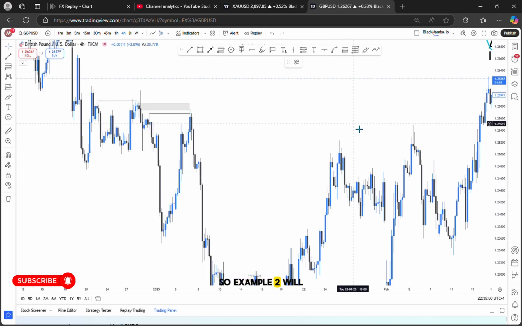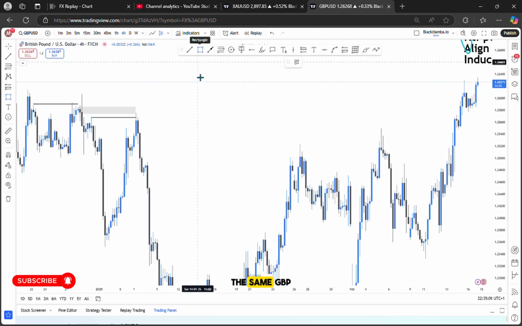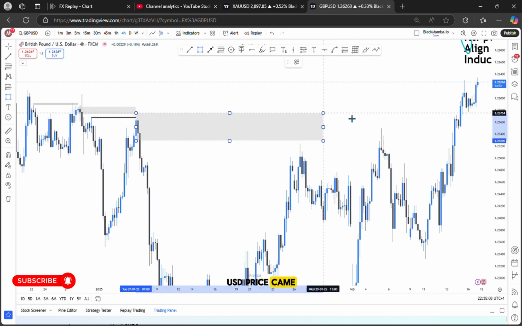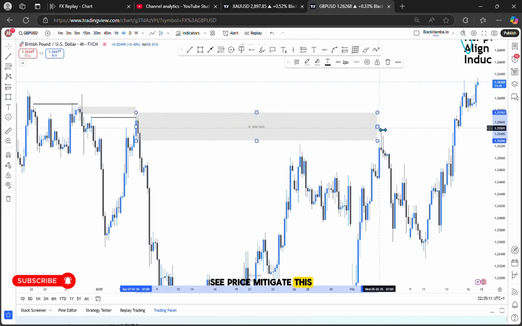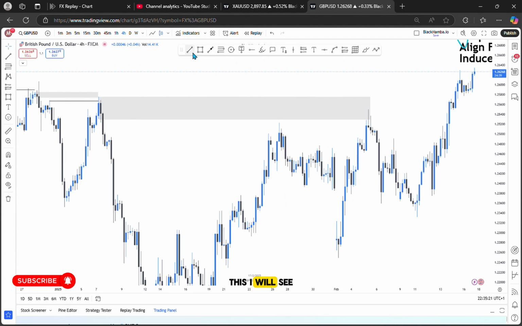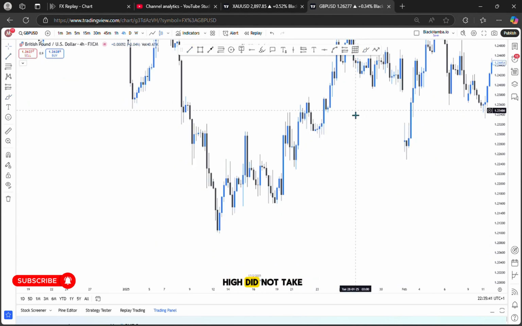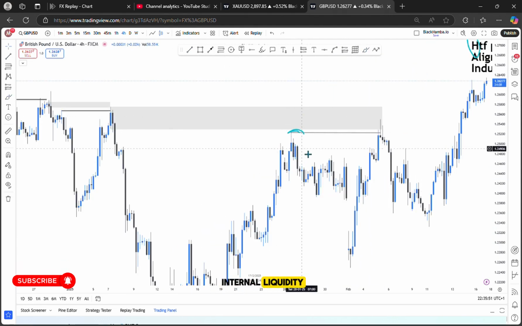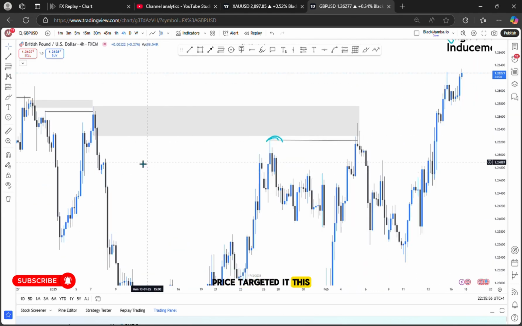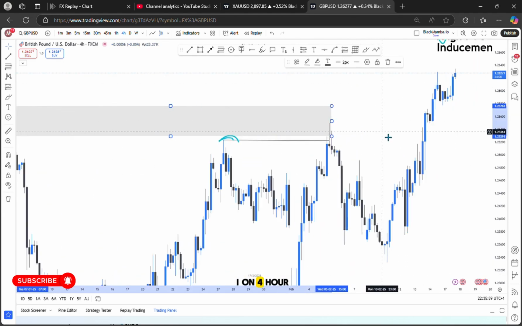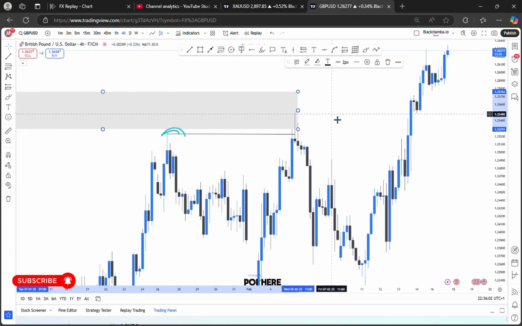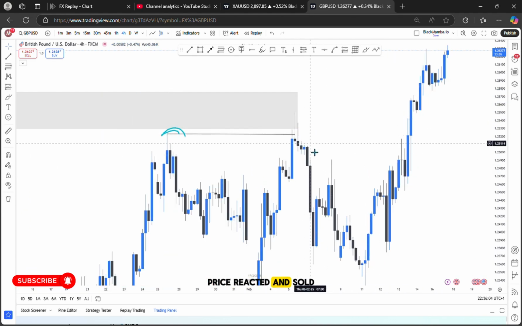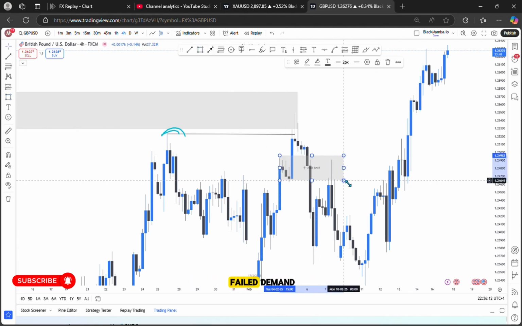So example 2 will be this one, the same DAP USD. Price came to this, see, price mitigates this 4-hour POI. This I'll see as an internal liquidity. Why? Because this did not take out this low, so it becomes an internal liquidity. Price targeted it. This was an extreme POI on 4-hour, and you see when price got to that POI here, price reacted and sold aggressively to the downside, leaving us with this failed demand.